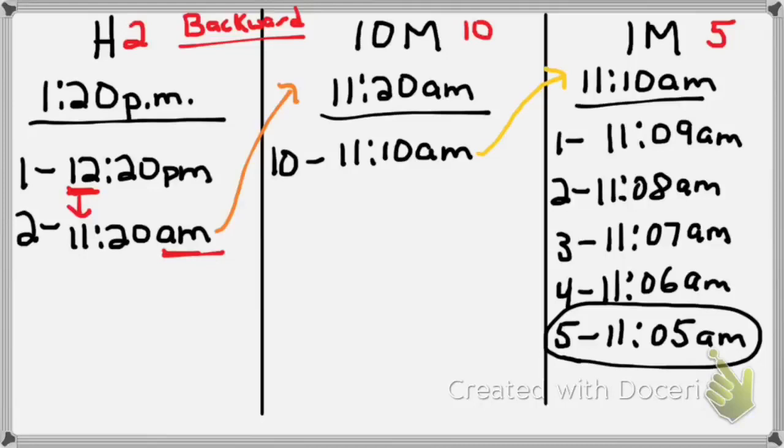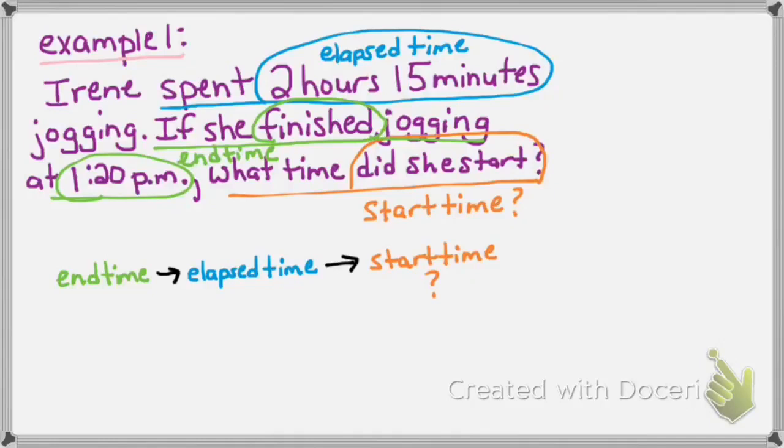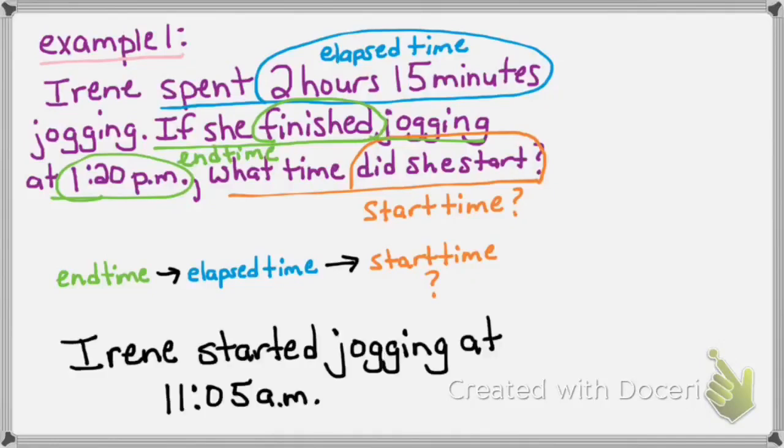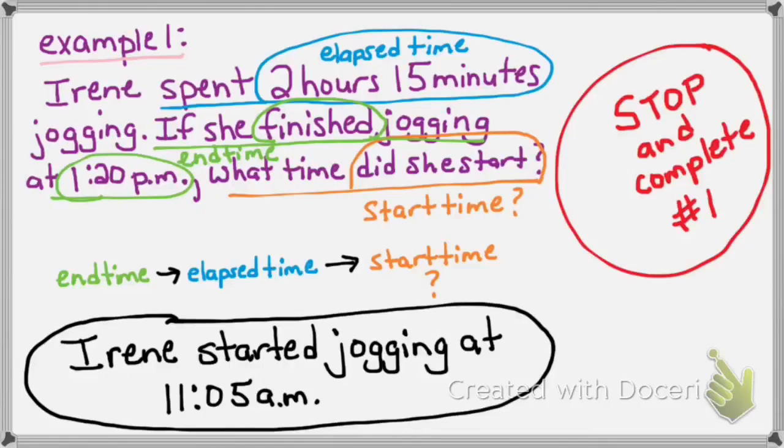Let's go back and put that into our original problem. So the question said, what time did she start? The answer: Irene started jogging at 11:05 a.m. And that's my final answer. Please stop the video and complete worksheet number 1 right now.